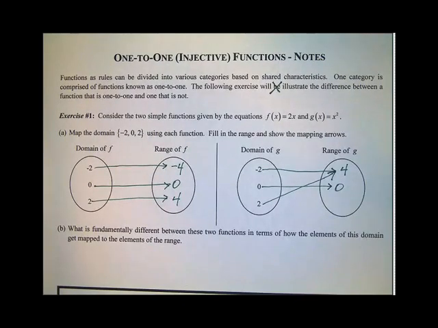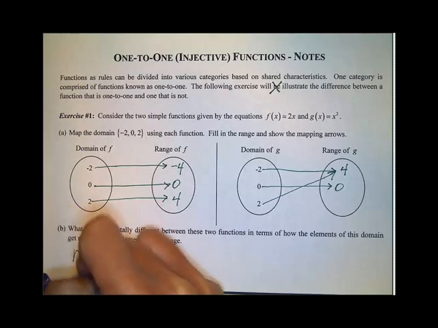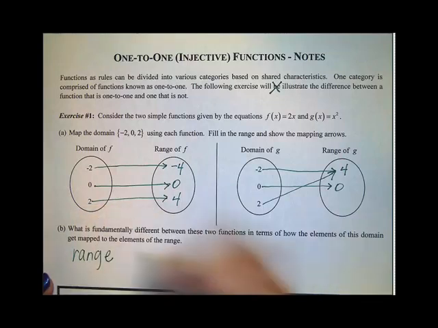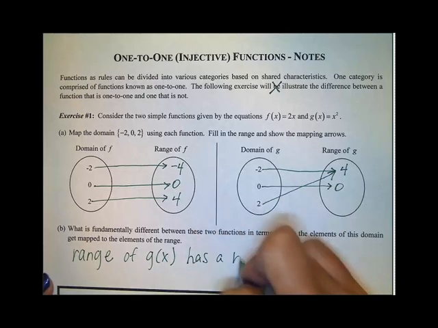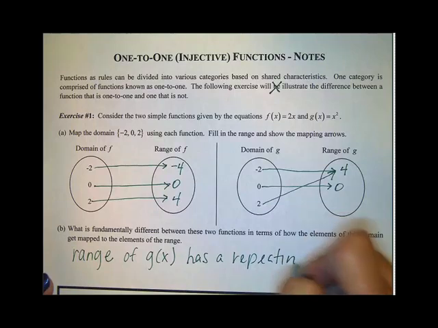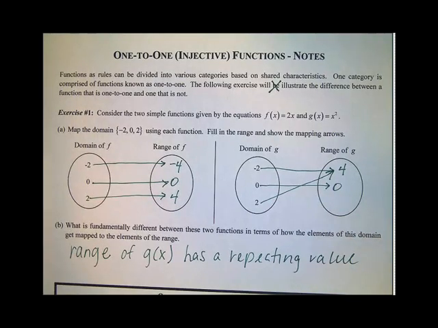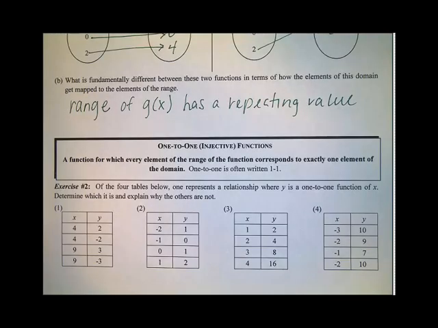What is fundamentally different between these two functions in terms of how the elements of the domain get mapped to the elements of the range? So the range of g of x has a repeating value, correct? Alright, so let's look at what one-to-one is.